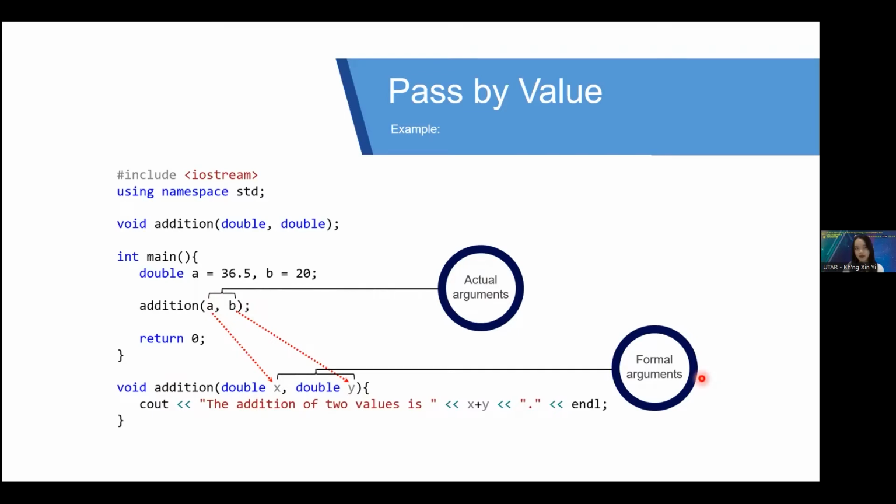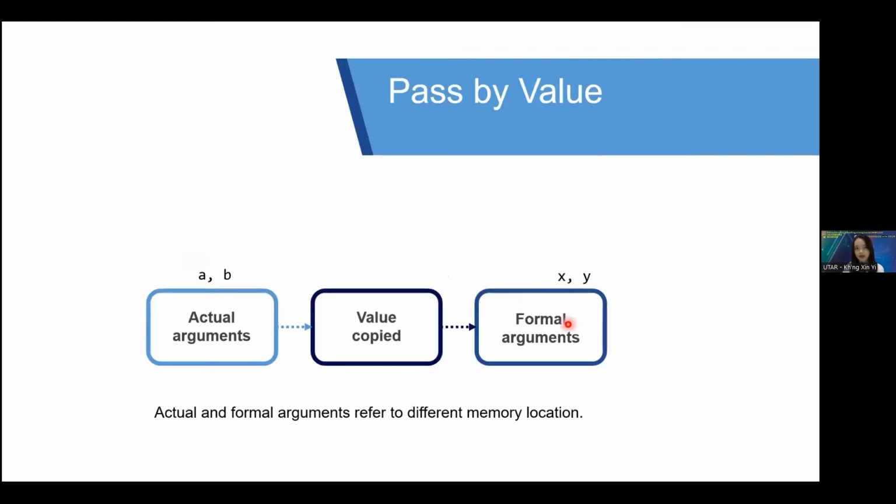So don't confuse them: actual means those arguments passed down to the function, and formal arguments means those arguments, the variables, in the function. Okay, so what I want to mention about these 2 names here is that just now we focused on passing down the parameters by values. So actually the concept behind is that A and B are the actual arguments in the main function, and X and Y are the formal arguments in the addition function.